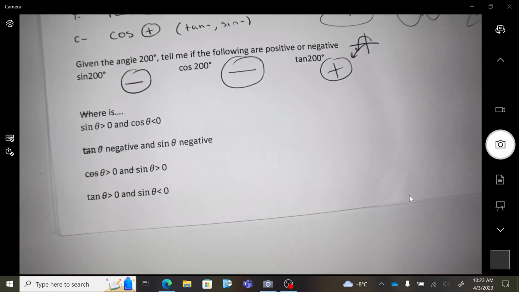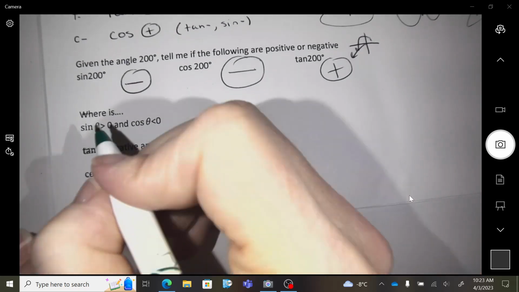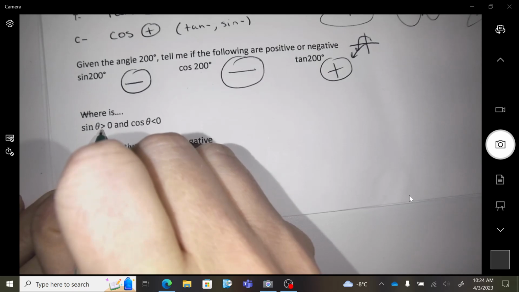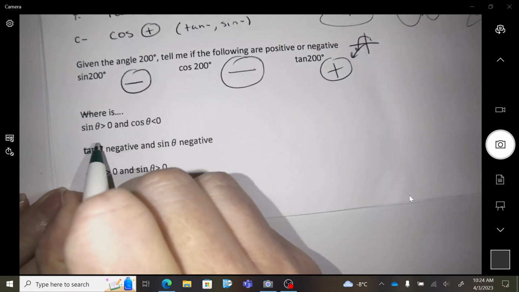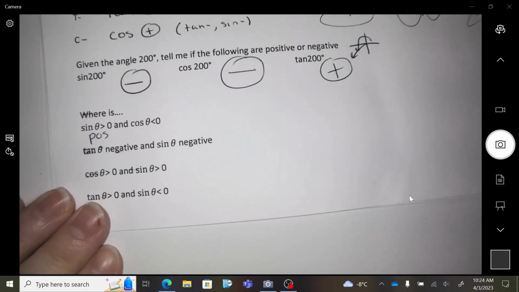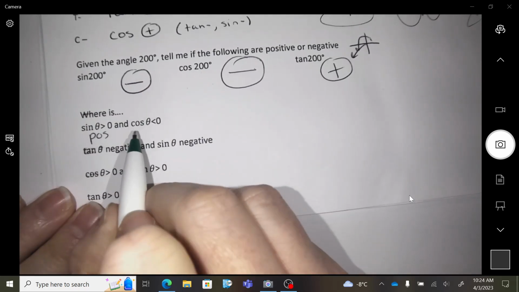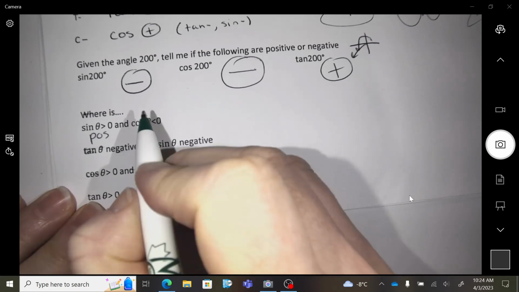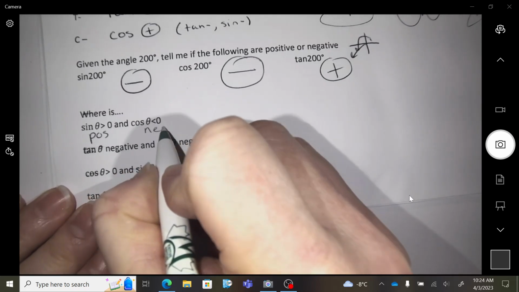Okay, so here's my question. Where is sine? What does this symbol mean? Is this a greater than or less than sign? Greater than 0. So where is sine positive? And cos is negative.